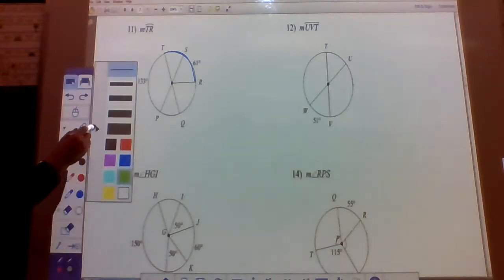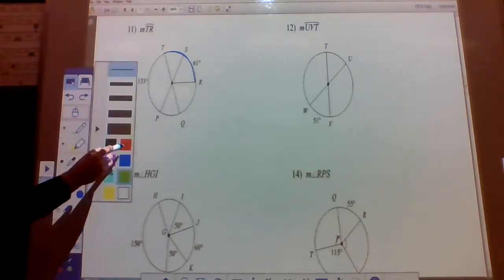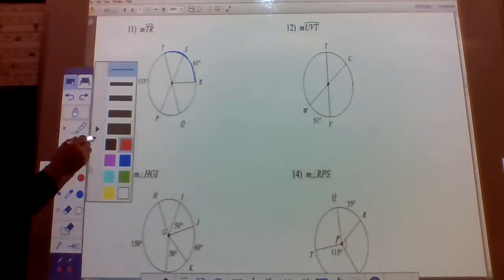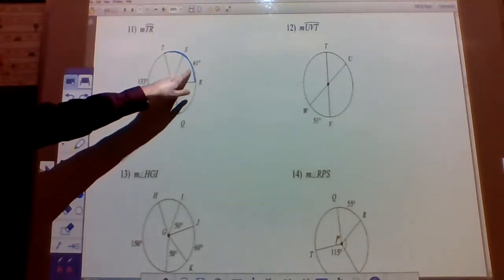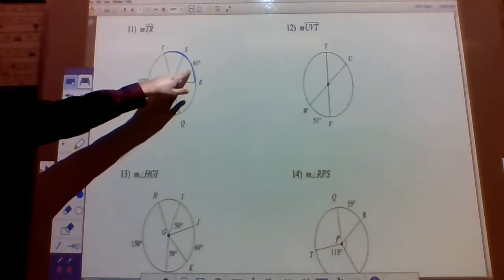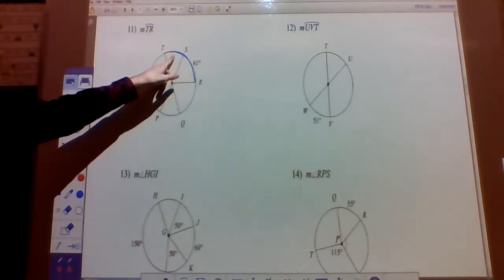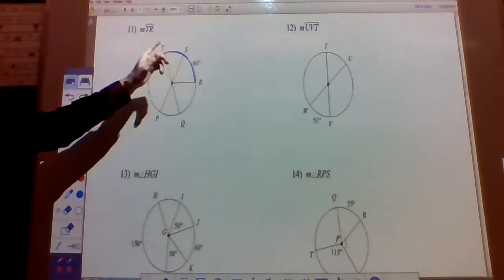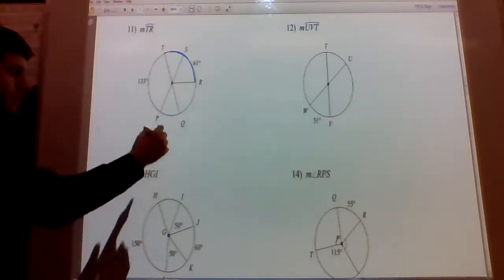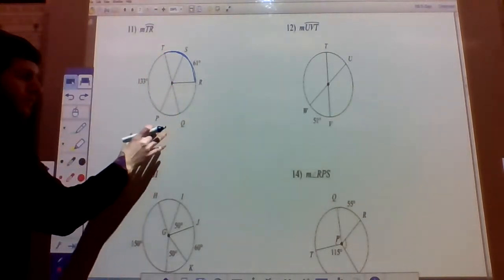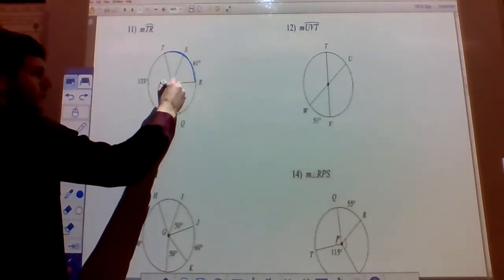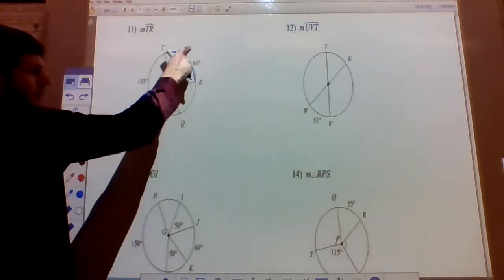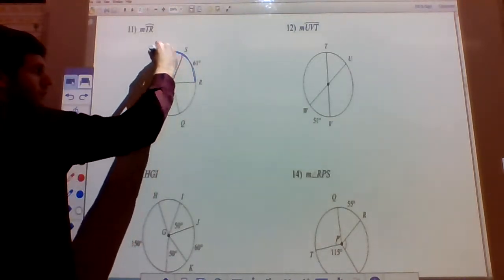But in order to solve the measure of arc TR, we're going to need to find S. We have SR, and we're going to have to add it to arc TS. But we don't know what the measure of arc TS is yet. So the first thing we want to look for in these problems are half circles or full circles. So here we have a half circle. There's a diameter, so we have a half circle here.